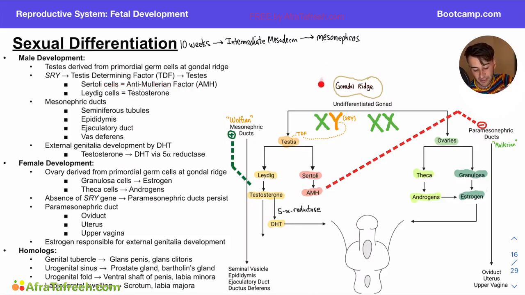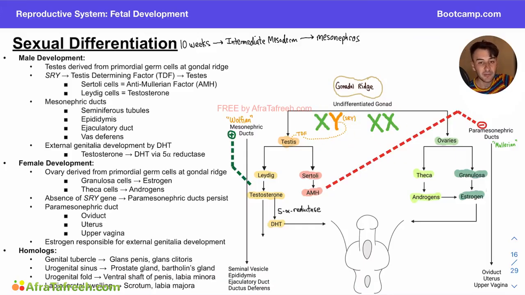So we're going to start out here with our gonadal ridge, which is an undifferentiated gonad. This could become testes or ovaries at this point. And remember, this section of our diagram is all about our gamete producers, so this is going to be our testes or ovaries. So in the case of a male, we are going to have an X and a Y chromosome, whereas females have an X and an X chromosome.